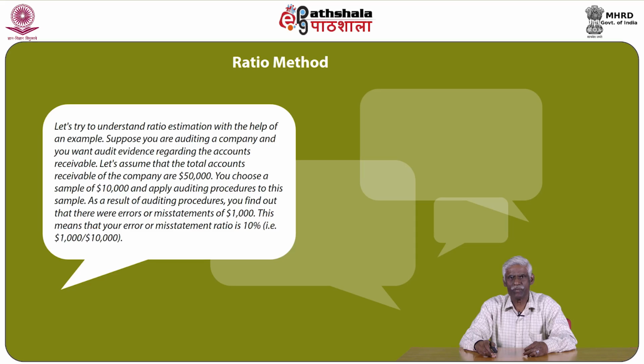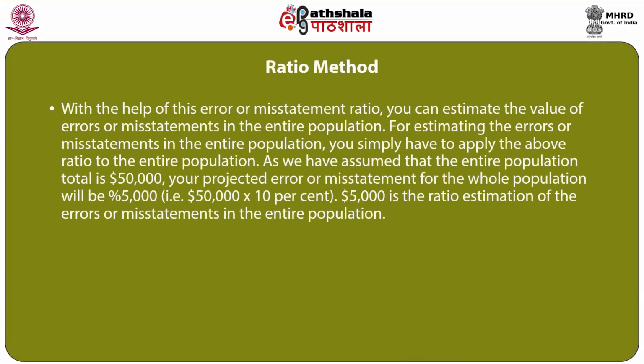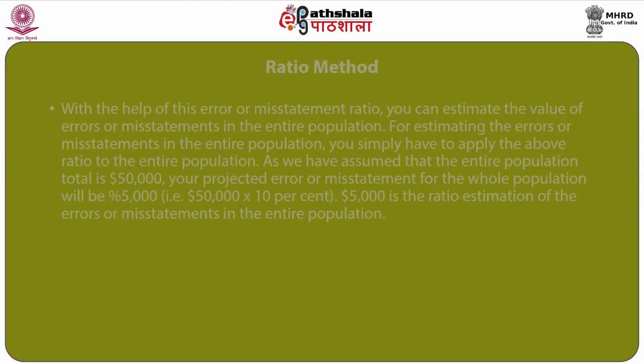This means that your error or misstatement ratio is 10%, that is $1,000 divided by $10,000. With the help of this error or misstatement ratio, you can estimate the value of errors or misstatements in the entire population. For estimating the errors or misstatements in the entire population, you simply have to apply the above ratio to the entire population. As we have assumed that the entire population total is $50,000, your projected error or misstatement for the whole population will be $5,000, that is 50,000 into 10%. $5,000 is the ratio estimation of the errors or misstatements in the entire population.